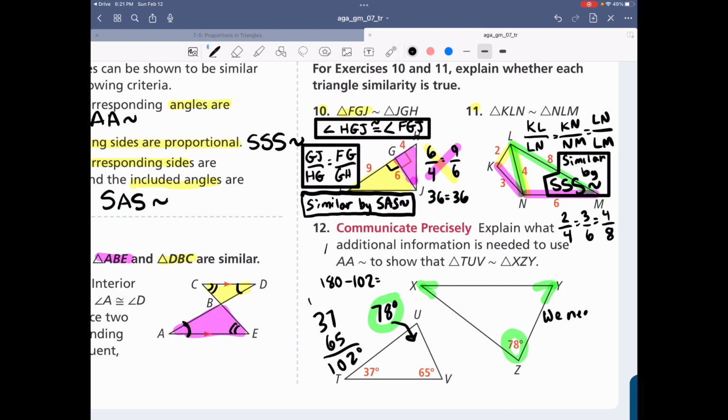So we need to know either angle X or angle Y.